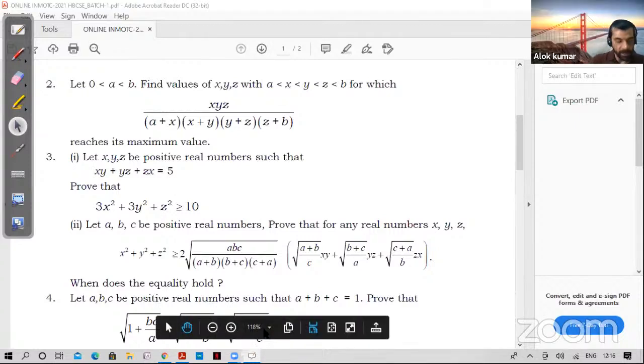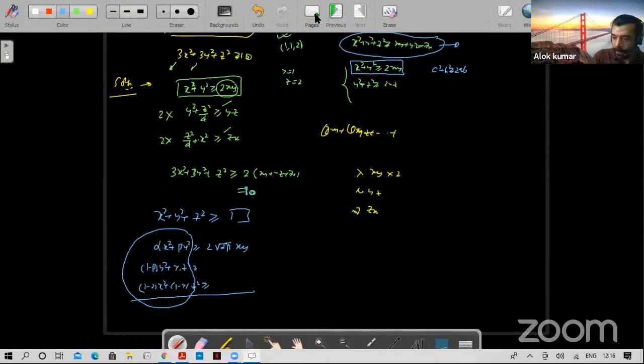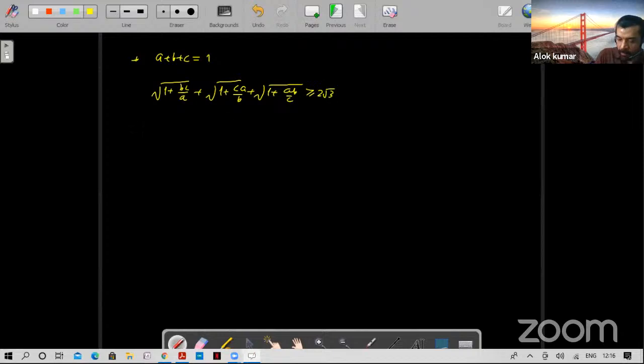Again, number 4 hides a beautiful identity and some good results. So I'll write it. I choose my problems very carefully. So if you work through it, you will really gain a lot from it. 1 plus BC over A, 1 plus CA over B, and plus 1 plus AB over C. This is greater than or equal to twice of root 3. Okay, so here we want A, B, C all positive numbers.